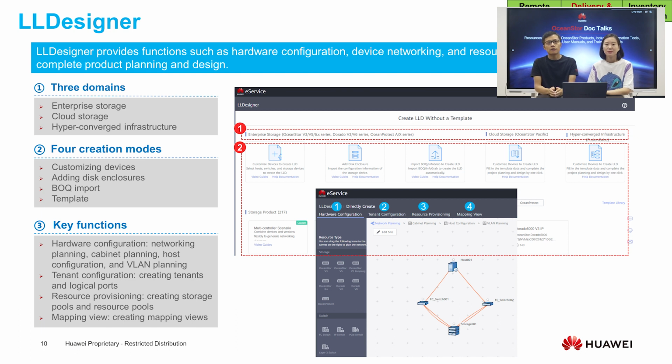AL Designer provides 4 methods for you to create ALD projects. The first one is customization. That is to say, you can customize devices to create an ALD project. The second one is to add disk enclosures for enterprise storage. This method is used for capacity expansion. The third one is to import a BOQ file. The last method is to create an ALD project using a template.